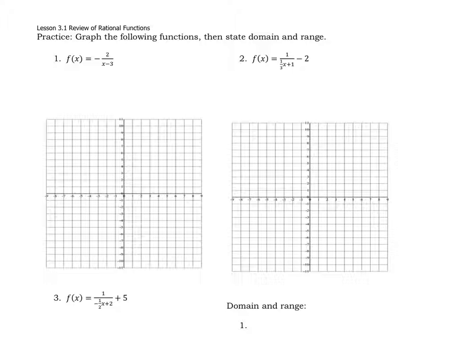So let's practice graphing our transformed functions, and we're also going to state domain and range. So here we have our a equaling -2, and our d value is equal to 3. That means our function has been vertically stretched by a factor of 2, reflected on the x-axis, and translated 3 units to the right.